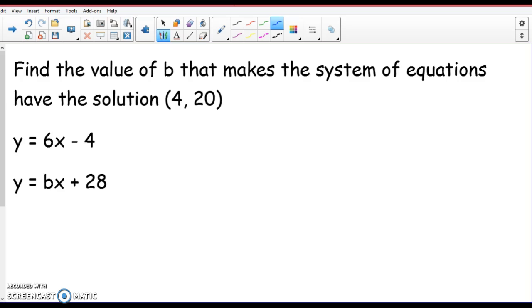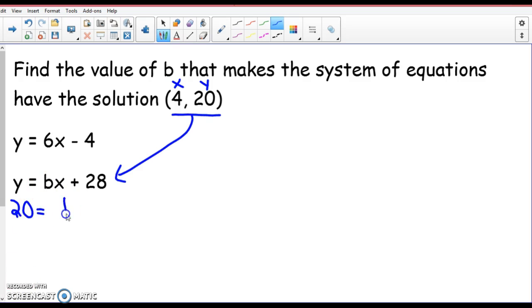What am I going to do here to find b? Casey, to which equation? This is x, this is y. So I'm substituting into this equation. Why did I choose this one? Because this is the one that has b in it, right? So 20 is y equals b.